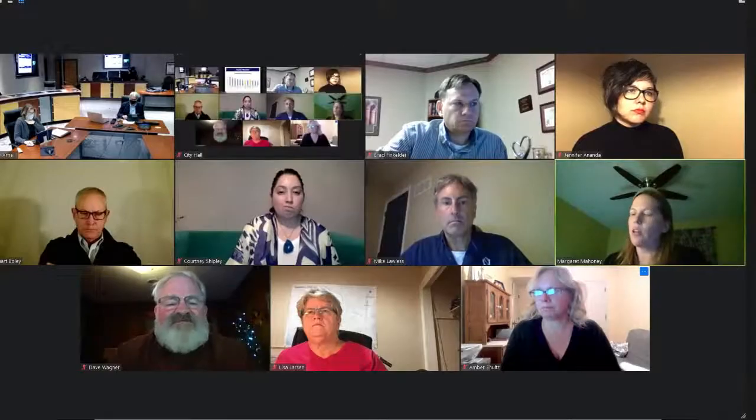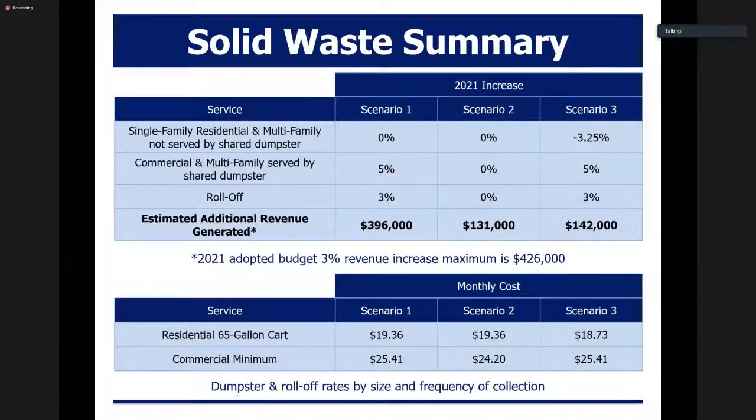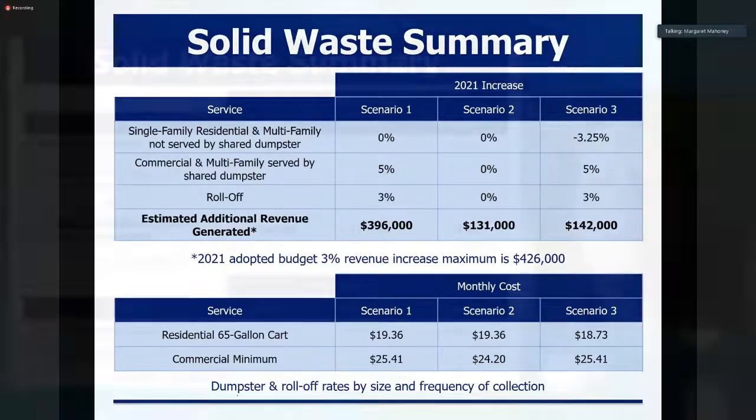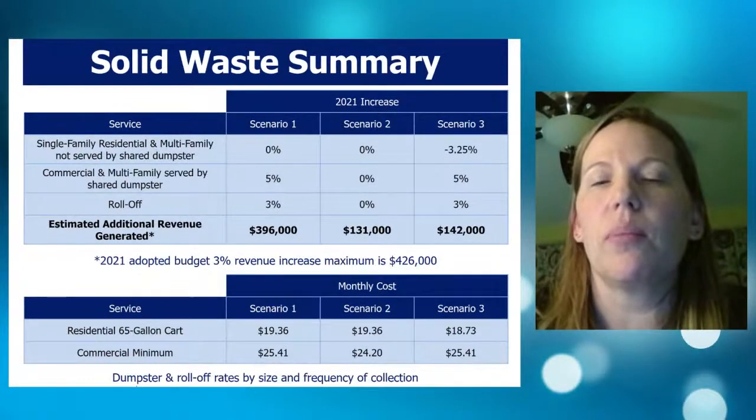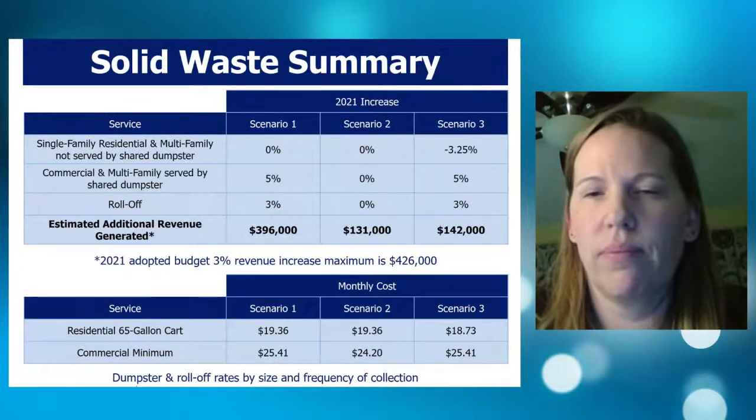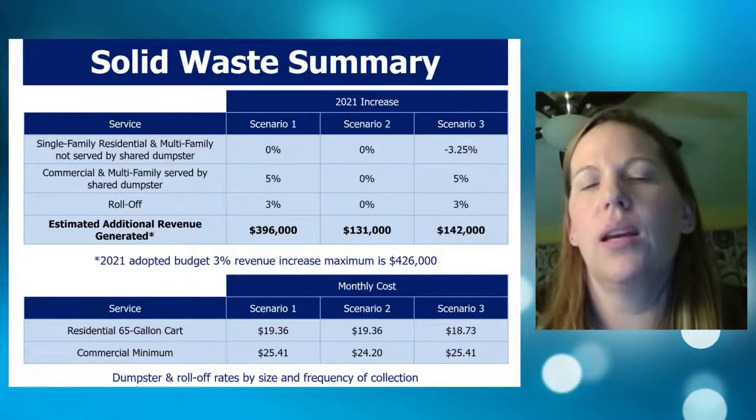And then we have our solid waste summary. So here at the top table is our summary of the three different scenarios for 2021 specifically, just that year, that increase, broken down by single family and multifamily folks that pay the residential rate, commercial and multifamily that do pay the commercial rate, and then roll-offs.